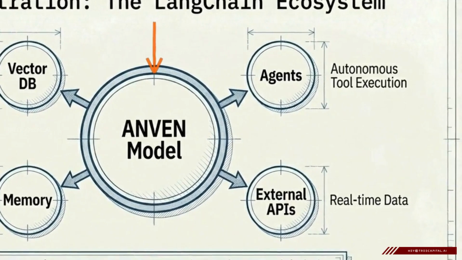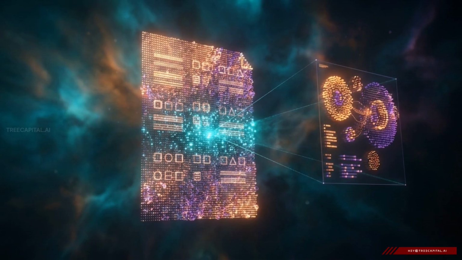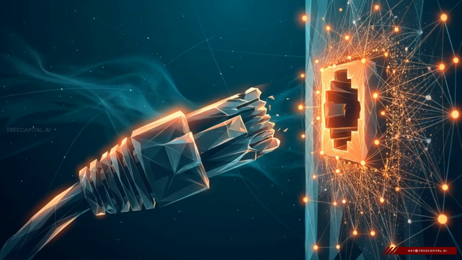Treecapital's Anven model acts as the reasoning engine here, processing the data to trigger autonomous agents. Because the RAG architecture forces the model to reason based on your own verified documents, it keeps the output grounded in factual truth. But processing sensitive data brings up a security risk.